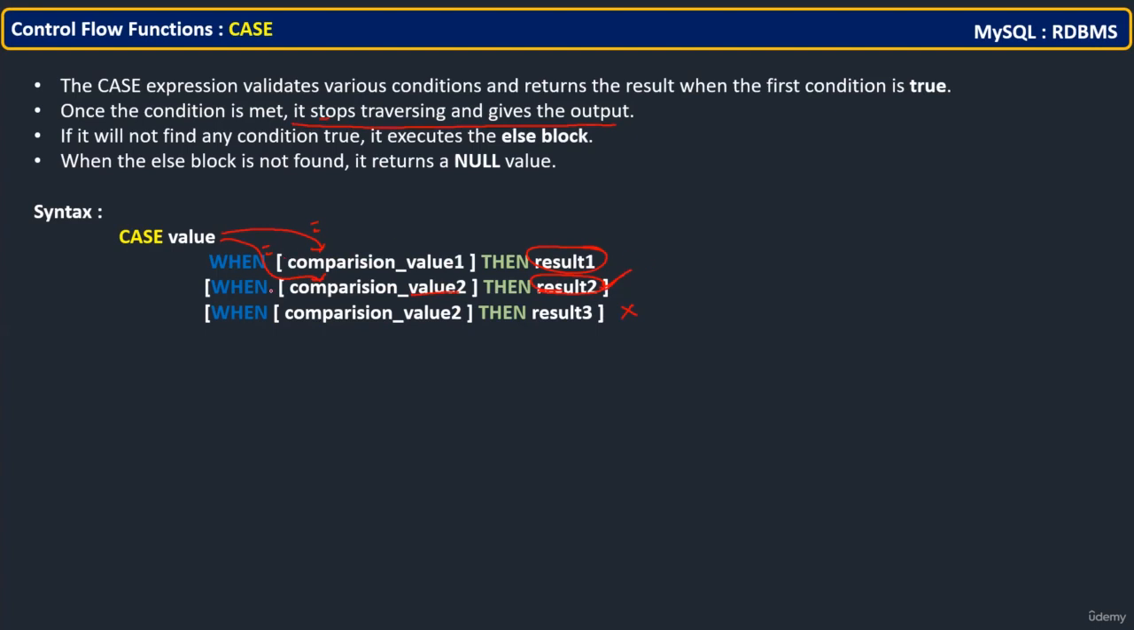Suppose all conditions are false. In this case, if you don't have an else block, then it will return a null value. Suppose you have an else block, that is what you can write like this. Then this default result is going to be returned when all the conditions are false. Then you must end with the keyword END, so that this part is completed. So this is what CASE we are going to have.